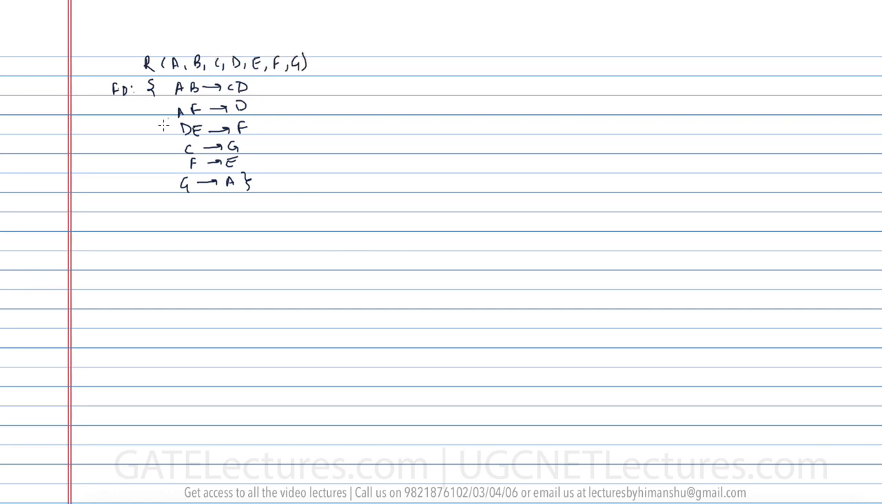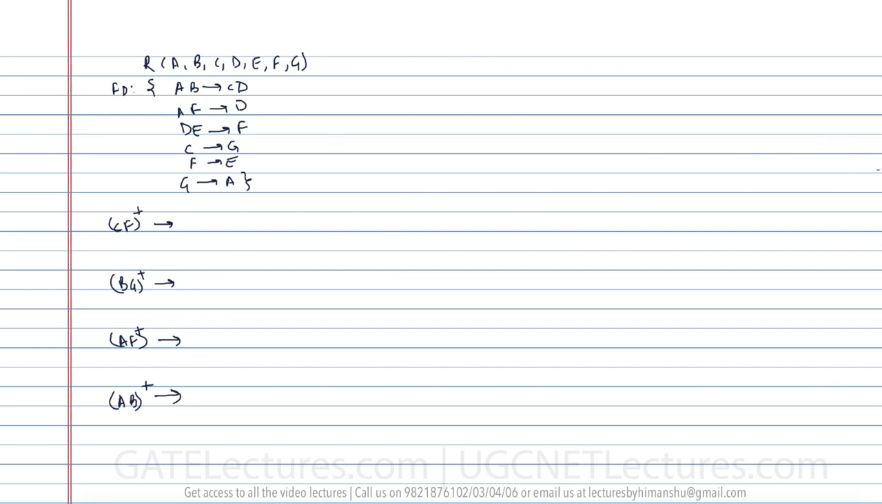This is the relation which is given. Now we need to find, number 1, what is CF closure, number 2, what is BG closure, number 3, what is AF closure, number 4, what is AB closure. We need to find all these things. Okay, so let us start with the first one.